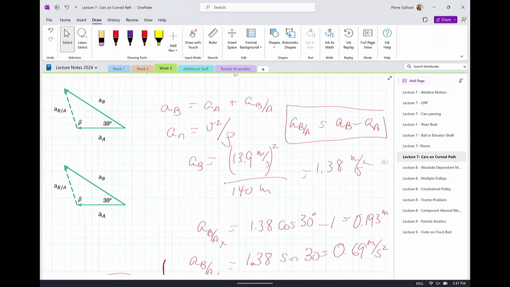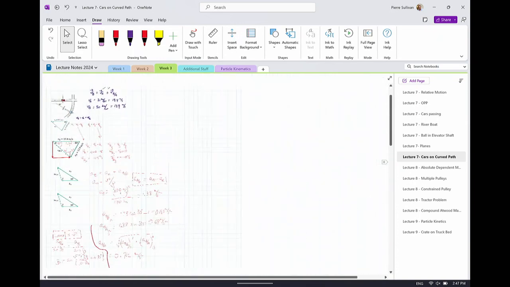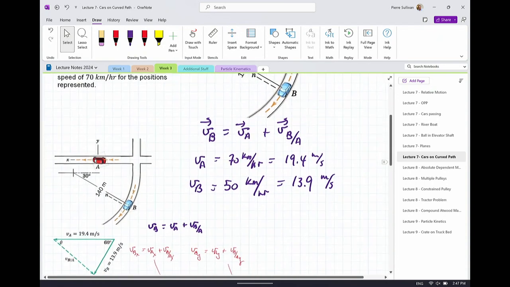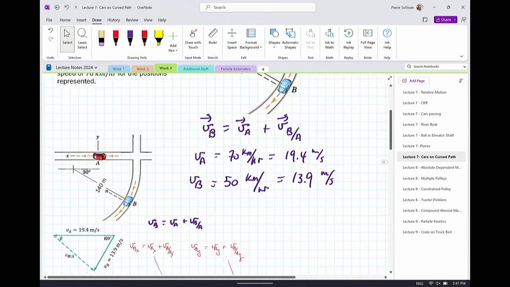If the acceleration wasn't constant in the tangential direction, will we then create its own triangle? Exactly. Say, for example, I changed this problem so that B was accelerating at 1 meter per second squared. I would then have a component of acceleration acting in this direction that I would add into my triangle.